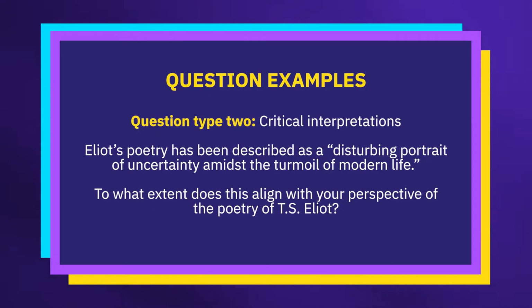Another one that's in this critical interpretation style that can be a little bit more specific to Eliot's poetry is this one here where it says, Eliot's poetry has been described as a disturbing portrait of uncertainty amidst the turmoil of modern life. The reason why this is different in nature to one that just says, how does Eliot portray alienation through fragmentation, is these critical interpretation questions give you a claim that you need to weigh up. You need to think about, is this actually true? And you often get those prompts then that say, to what extent does this perspective align with your understanding of Eliot's poetry?